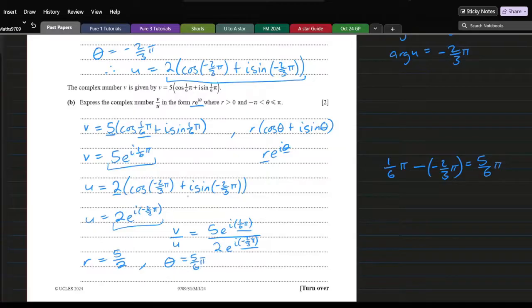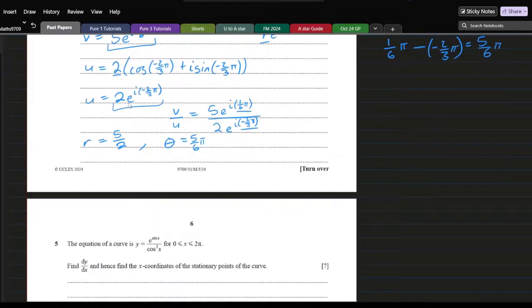And so we can conclude that v over u can be written as r e^(i theta) by saying 5 over 2 e^(i 5/6 pi). And this would be our final answer.